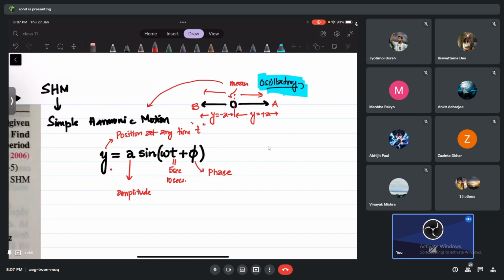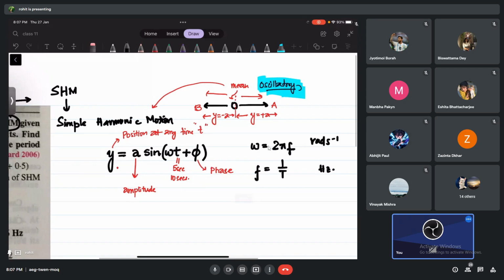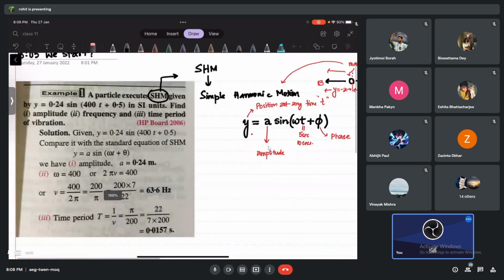And omega, of course, a very important property. Omega, I told you, represents your angular frequency, which is 2 pi f. It has a unit of radians per second, and your frequency, I told you, is 1 over the time period. Frequency has a unit of hertz. This is the information I gave you yesterday, and I've drawn all those graphs too. But I think we are ready to start this topic.